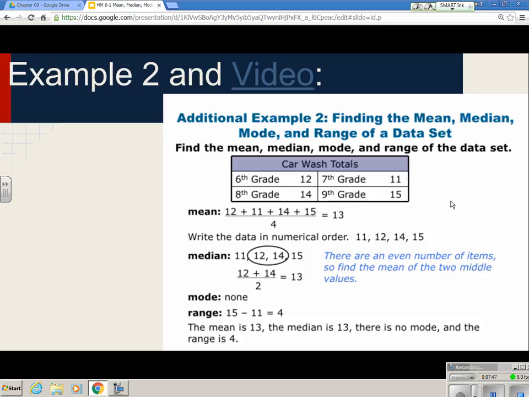And then finally, you got to find the range. So you just take the largest number, which is 15, minus the smallest, which is 11. That gets you 4. So if you had to write the answer, you'd usually write it out as a sentence. The mean is 13. The median is 13. There is no mode. And the range is 4. Write this down as an example in your notebook, and then come back when you're done.